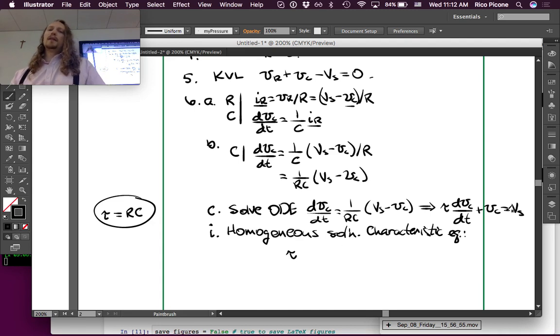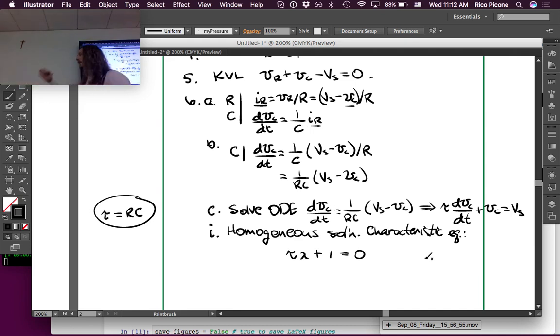So we rewrite the differential equation, but the characteristic equation is going to be tau times, whenever you see a time derivative, that's a lambda. If you see a second time derivative, that's lambda squared. Third time derivative, that's lambda cubed. We have a first derivative, so we just have a lambda, plus lambda raised to the, how many derivatives are there on that? 0, right? 0 time derivatives on Vc, so lambda to 0 is just 1. Equals 0.